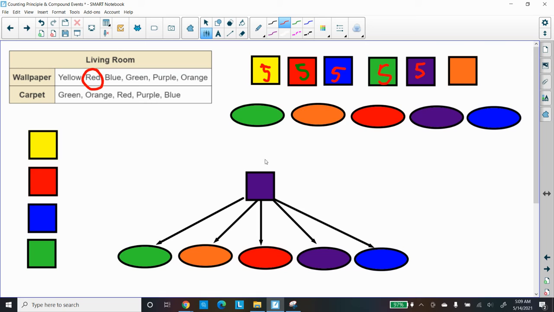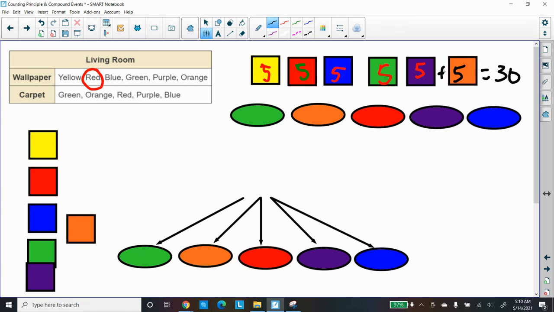And when I get to the orange wallpaper, and let's get the orange down here, and notice again, I have 5. Now, I had 5 with the yellow, 5 with the red, 5 with the blue, 5 with the green, 5 with the purple, and 5 with the orange. If I add those all up, that would give me a total of 30. So I have to add all those up.